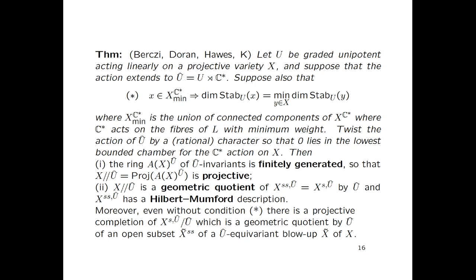And even without the condition that semi-stability coincides with stability, you can still do some blow-ups. So you can construct a U hat equivariant blow-up of your original X without affecting the stable points, so that you get a nice projective completion of the stable points, if you've got some stable points.